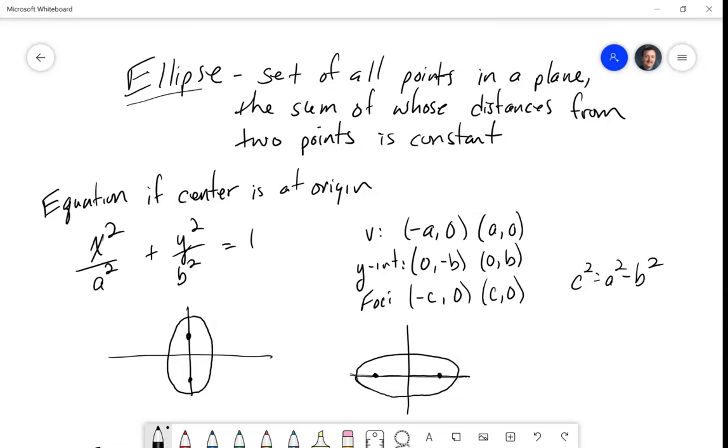First of all, the ellipse is simply the set of all points in a plane where the sum of whose distances from 2 points is constant. Now that sounds like a little bit of a wordy definition. It's really similar to a circle, but the key difference is now we're talking about the distances from 2 points. And the best way to understand this is to actually look at a visual.